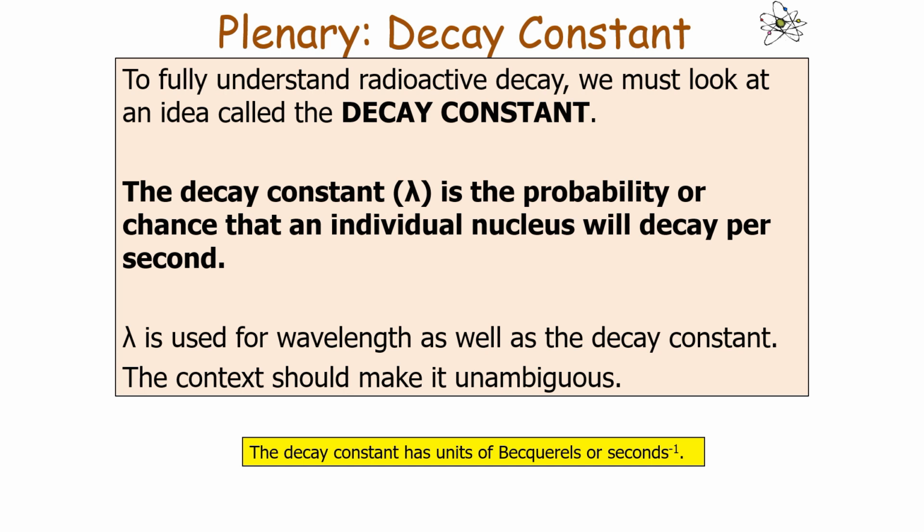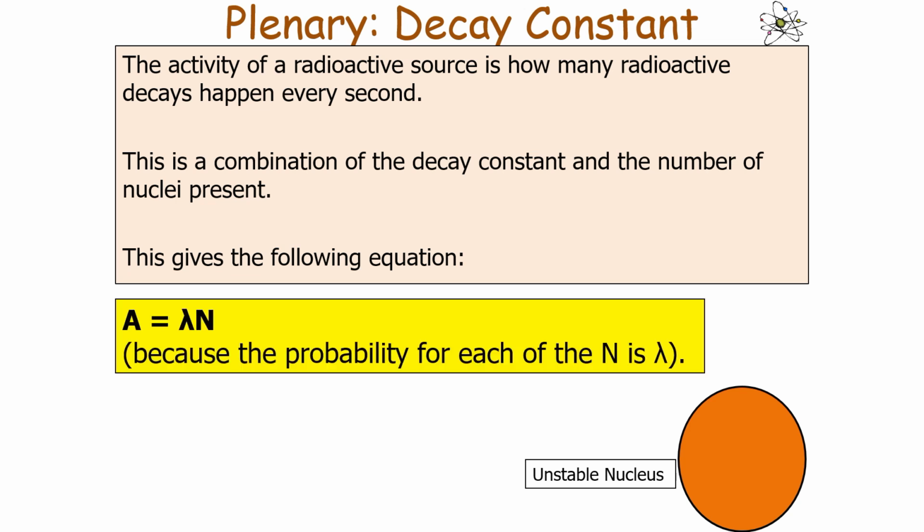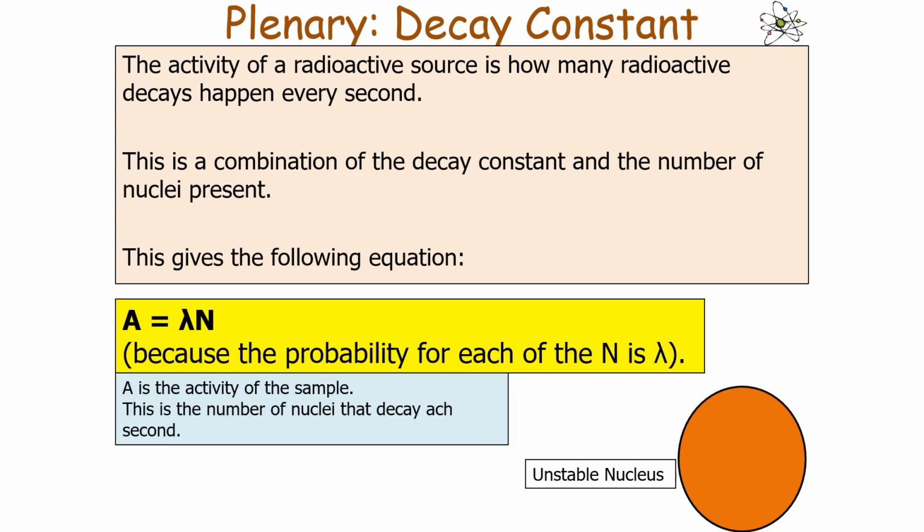Now the decay constant has units of becquerels or seconds to the -1. Now we can link in our previous understanding of things like activity and decay constant to give us the following equation. Because the activity of a radioactive source is how many decays happen per second, we can combine this with the decay constant and the number of radioactive nuclei present. So we can say activity is equal to lambda times n, because the probability for each of the unstable nuclei is lambda. Now A is the activity of the sample, the number of nuclei that decay every second.